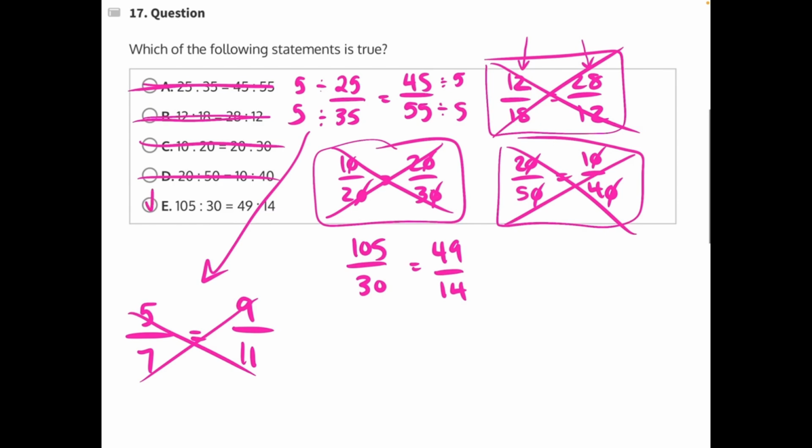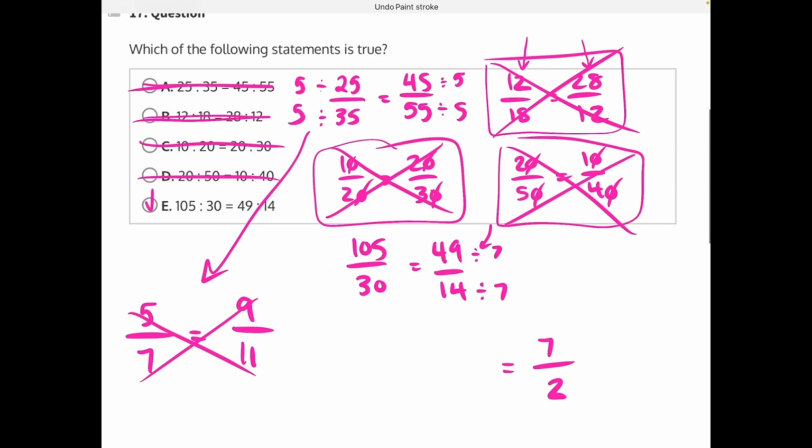At that point, you can mark E as your answer and move on with the rest of the test, but for the sake of the video, I will simplify these two proportions and show you why they are equivalent. Let's start with this right proportion. We can pull out the greatest common factor of 7 from the top and bottom. 49 divided by 7 is 7. 14 divided by 7 is 2. So now we know that we need to divide the numerator and denominator by something that will get the numerator to equal 7 and the denominator to equal 2.